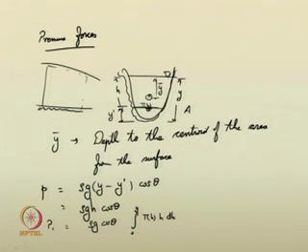Now, what does the quantity integral 0 to y T of h into h dh denote actually? What does that denote? You know the area of the cross section, if it is A, and the depth of the centroid is given as y bar.